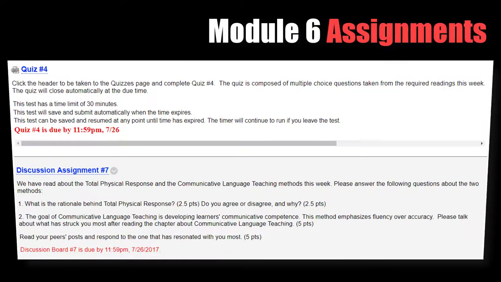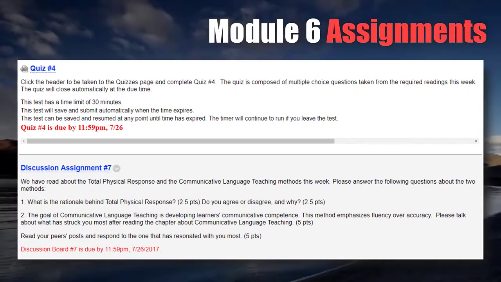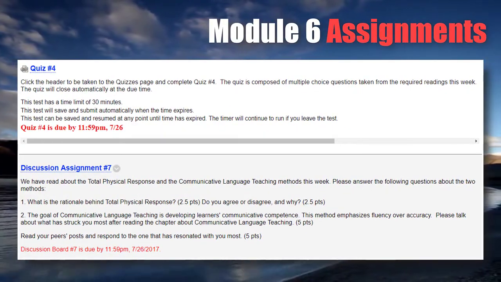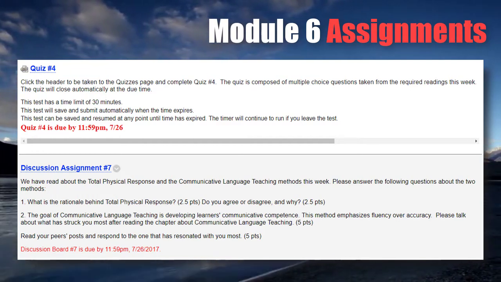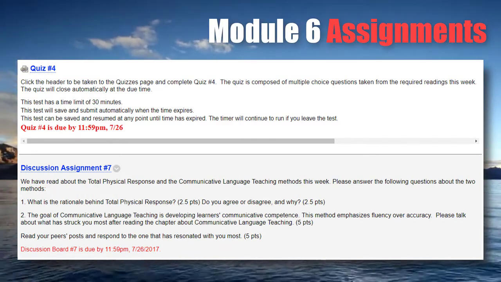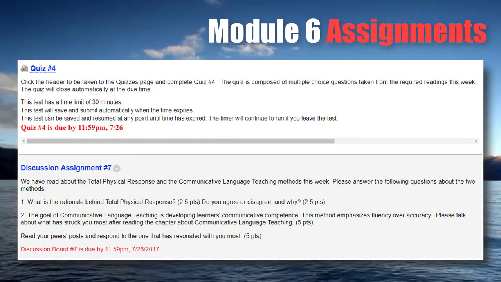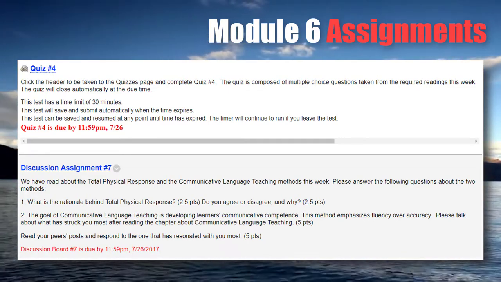Once you're done, it's time for the assignments. This week, you have another quiz, as well as another discussion board assignment. Please answer the following questions about the two methods. Number 1, what is the rationale behind the total physical response? And do you agree or disagree, and why?